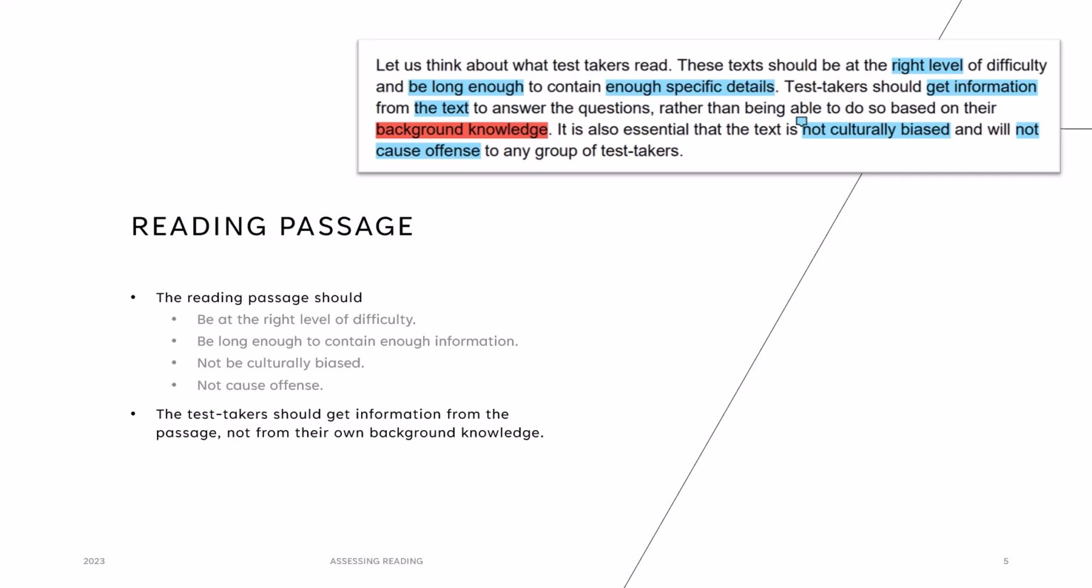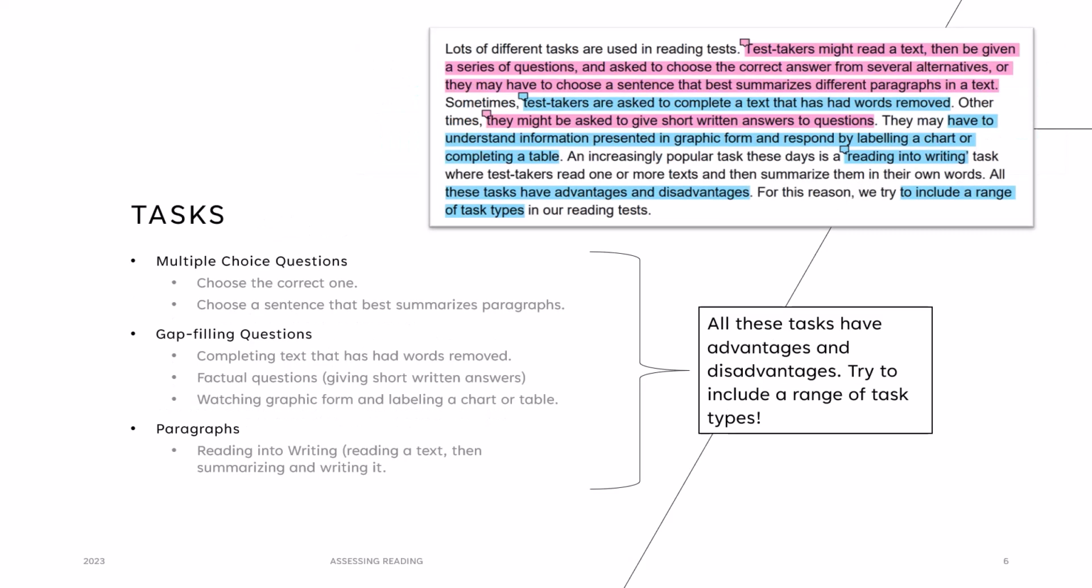These texts should be at the right level of difficulty and be long enough to contain enough specific details. Test takers should get information from the text to answer the questions, rather than being able to do so based on their background knowledge. It is also essential that the text is not culturally biased and will not cause offense to any group of test takers.